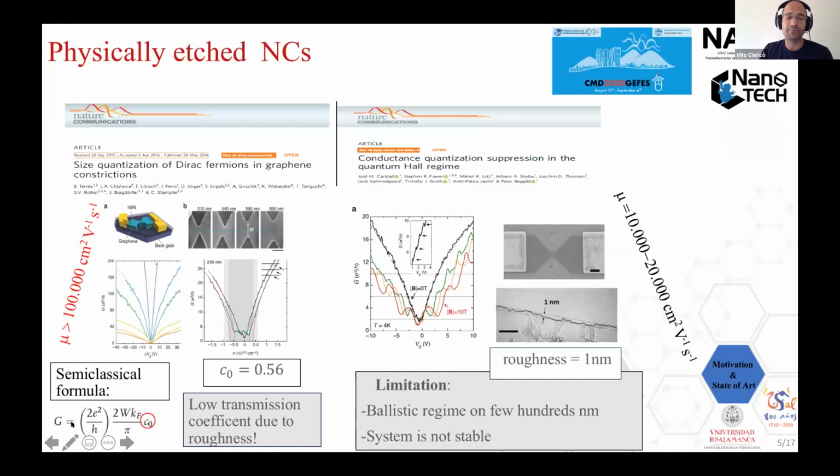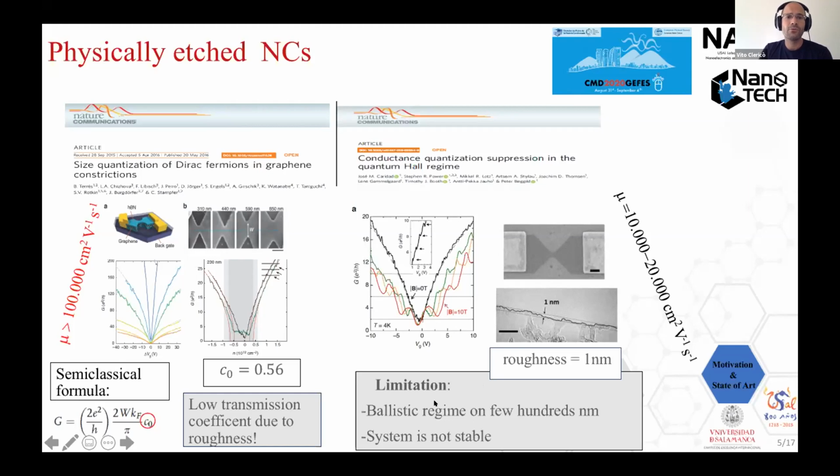Studying the transport properties of the constriction with the semi-classical formula, so the conductance with respect to the width of the channel and the wave number multiplied by the transmission factor, the transmission factor that he obtained was not so high, and the main reason was the high roughness of the constriction itself. Caridad overcame this problem because he obtained in graphene nanoconstrictions very low roughness, typically of 1 nanometer. But he studied graphene on silicon oxide with a chemical treatment. So again, the ballistic regime is true only over a few hundreds of nanometers, and the system was not so stable.